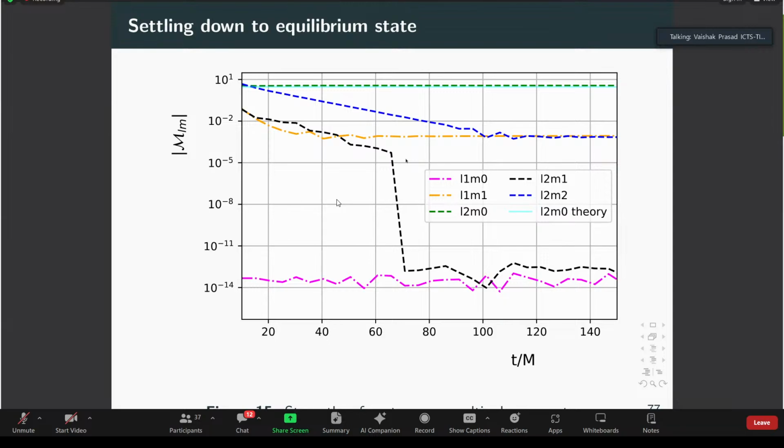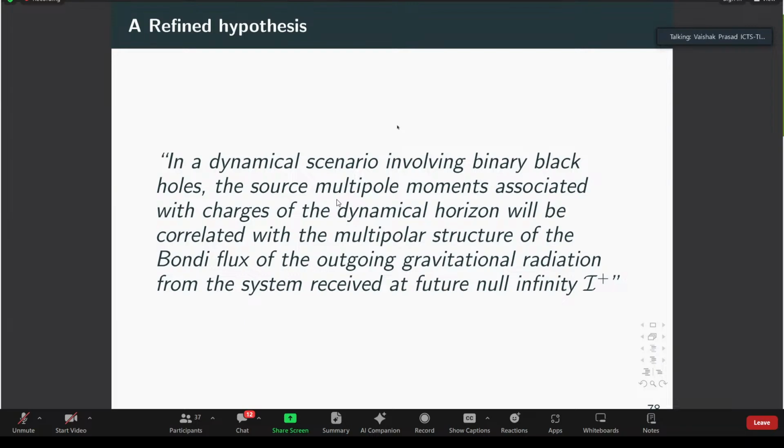In between, there's a lot of gravitational hair that it gains. And in the end, in the common horizon, those gravitational hairs are lost by absorbing gravitational radiation. Dynamical horizons absorb gravitational radiation, losing their hair. So this leads to an interesting refinement of the hypothesis, or the conjecture, that there are correlations between the strong field and the weak field regimes. Possibly the full multipolar structure of the dynamical horizons could be correlated with that of the Bondi flux at future null infinity.